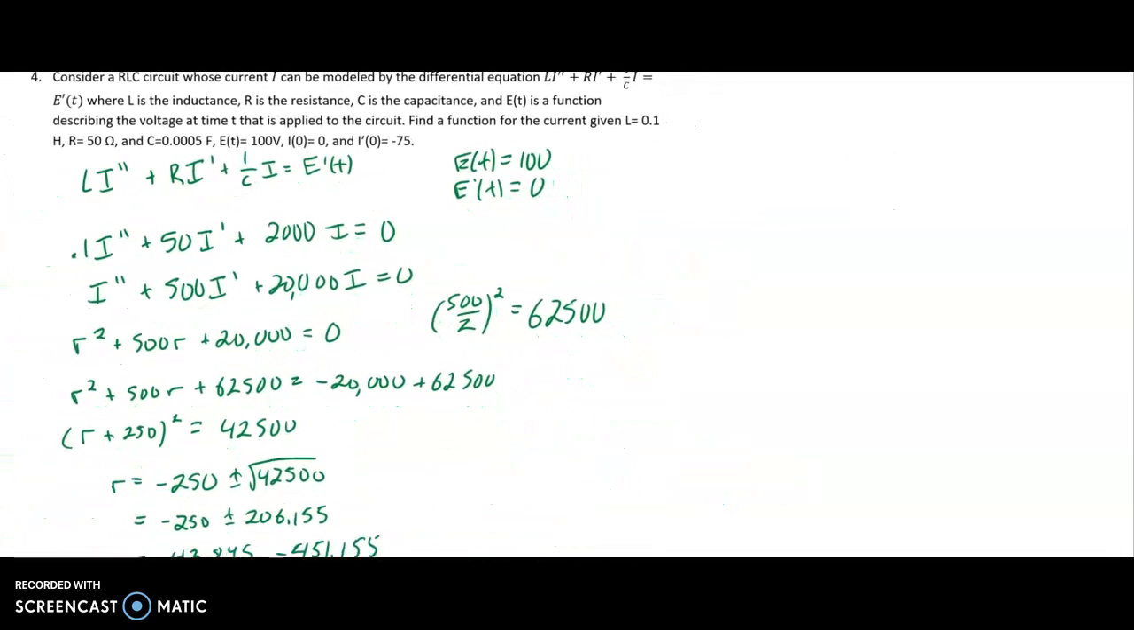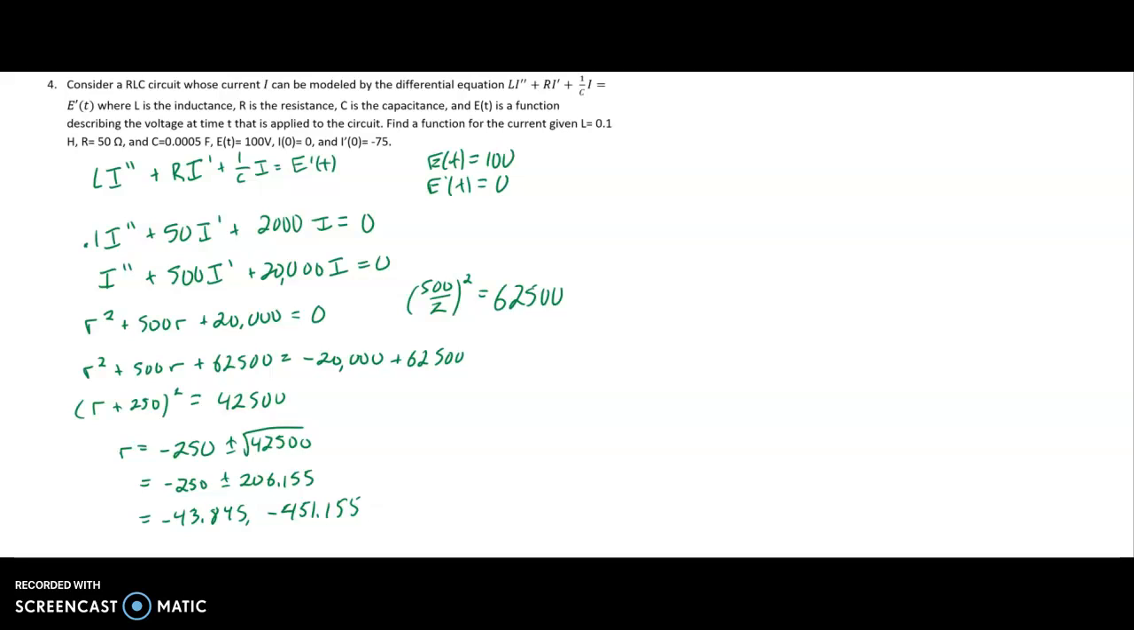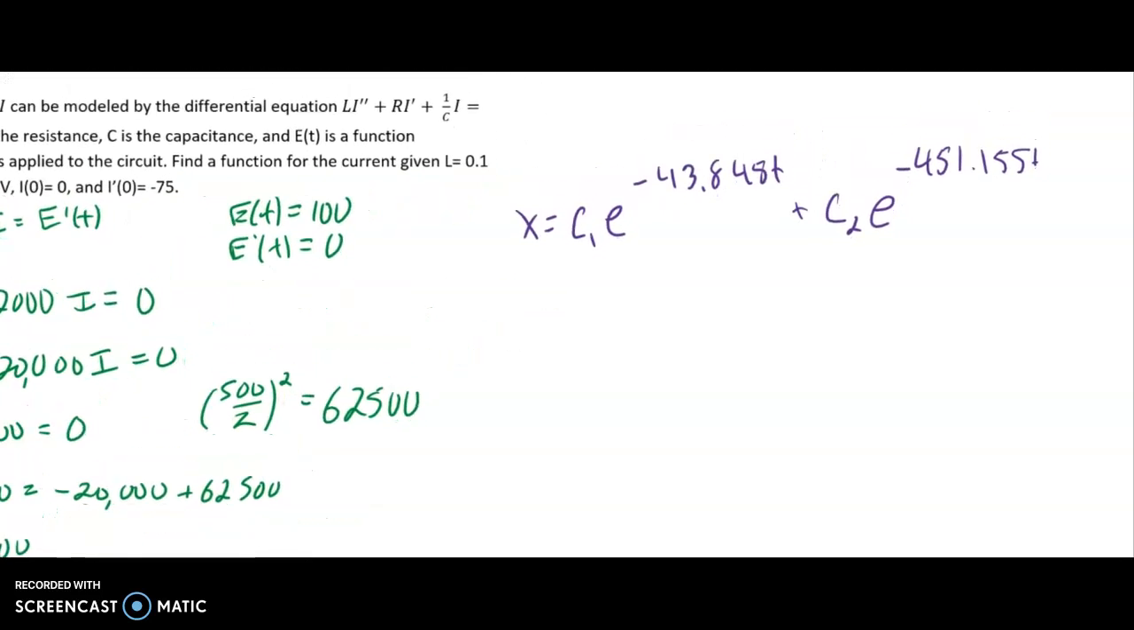So what we're going to do is take those two decimals that I got, and maybe we'll change colors to purple. I get that x is equal to C1 e to the negative 43.845 t plus C2 times e to the negative 451.155 t, like that. Now, let me zoom in a little bit so it's easier for me to write.